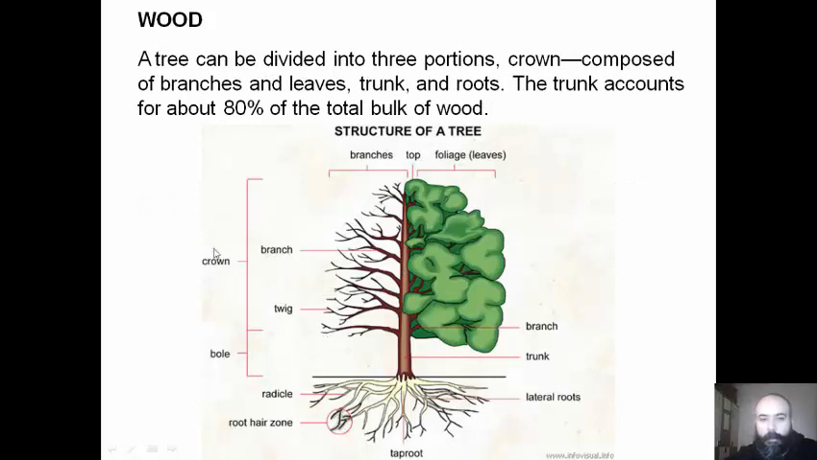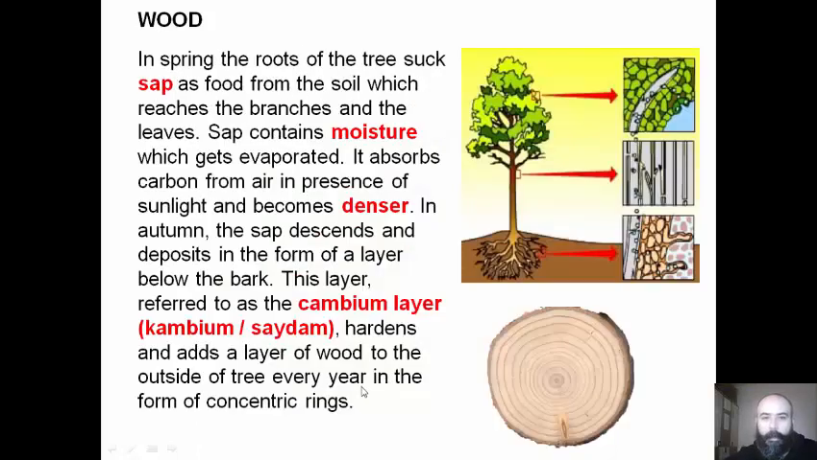A tree can be divided into three portions. First, the crown, composed of branches and leaves. Second, the trunk, and third, the roots. The trunk accounts for about 80% of the total bulk of the wood. In spring, the roots of the trees suck sap as food from the soil, which reaches the branches and the leaves. Sap contains moisture, which gets evaporated. It absorbs carbon from air in presence of sunlight and becomes denser. In autumn, the sap descends and deposits in the form of a layer below the bark.